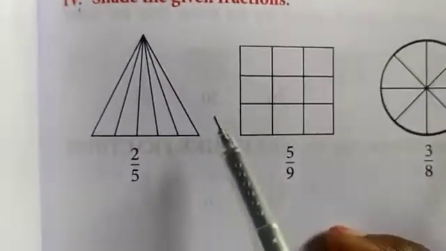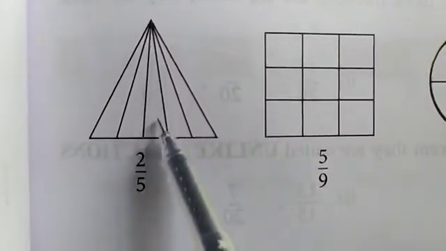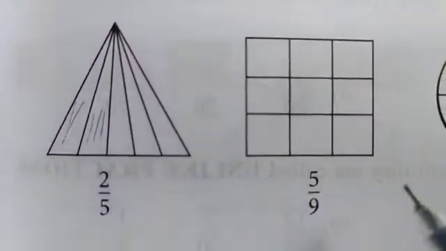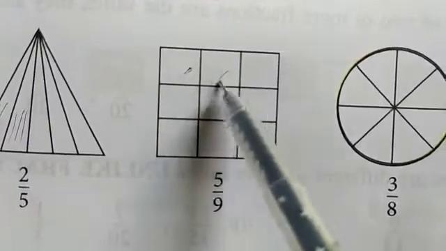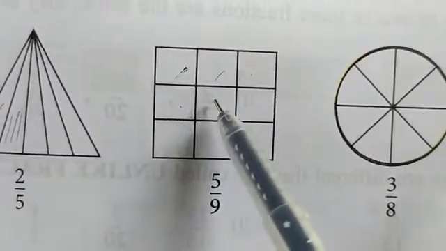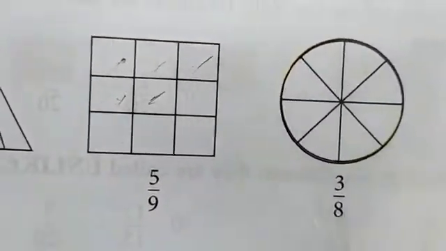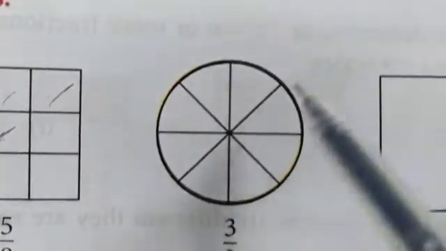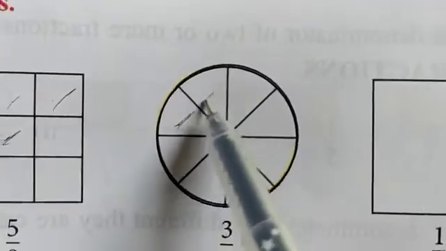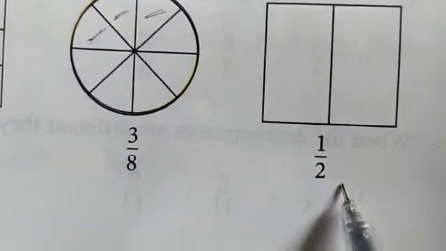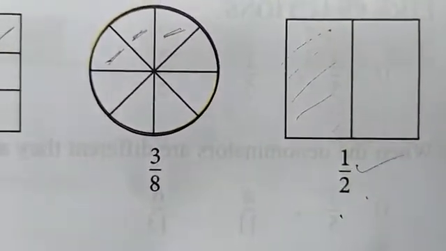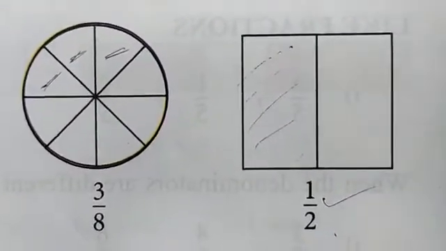Okay. Now next bit, shade the given fractions. So here 2 by 5 is given, no? So you shade only 2 parts. Okay. 5 by 9, you shade 5 parts. 1, 2, 3, 4, 5. Okay, with a color pencil or a crayon. And 3 by 8, shade 3 parts. 1, 2, 3. 1 by 2, shade only 1 part. 1 by 2, half. We can read it as half also.